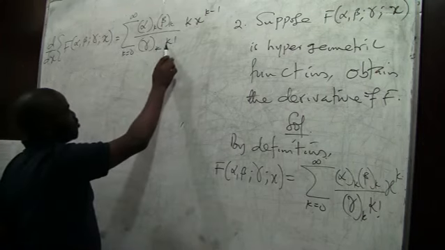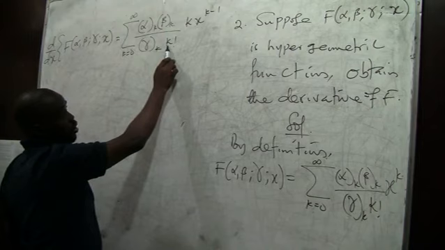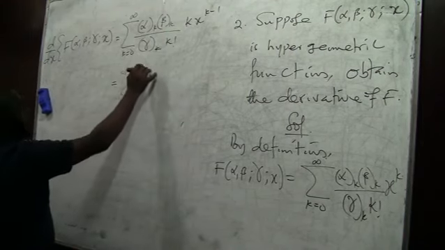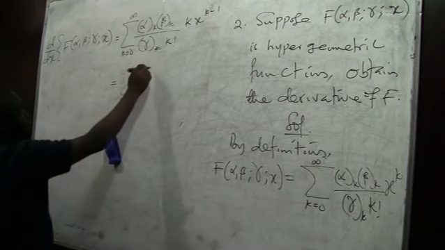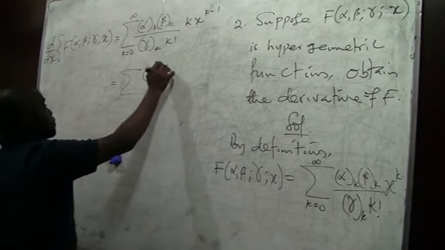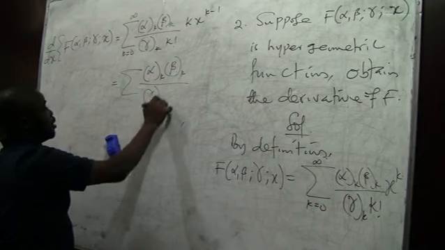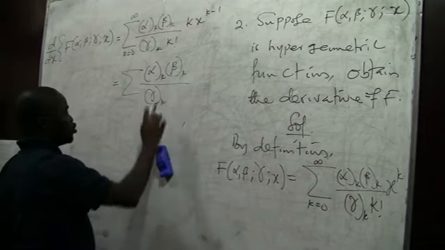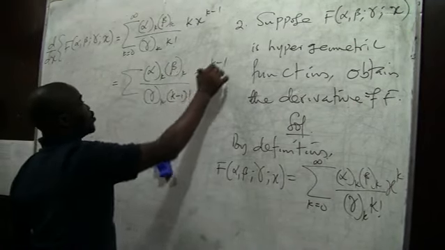What next? Observe that we cancel out k with k factorial here. The first term of the expansion of k factorial will cancel. And that gives us alpha sub k beta sub k divided by gamma sub k, (k minus 1) factorial, x raised to power k minus 1.